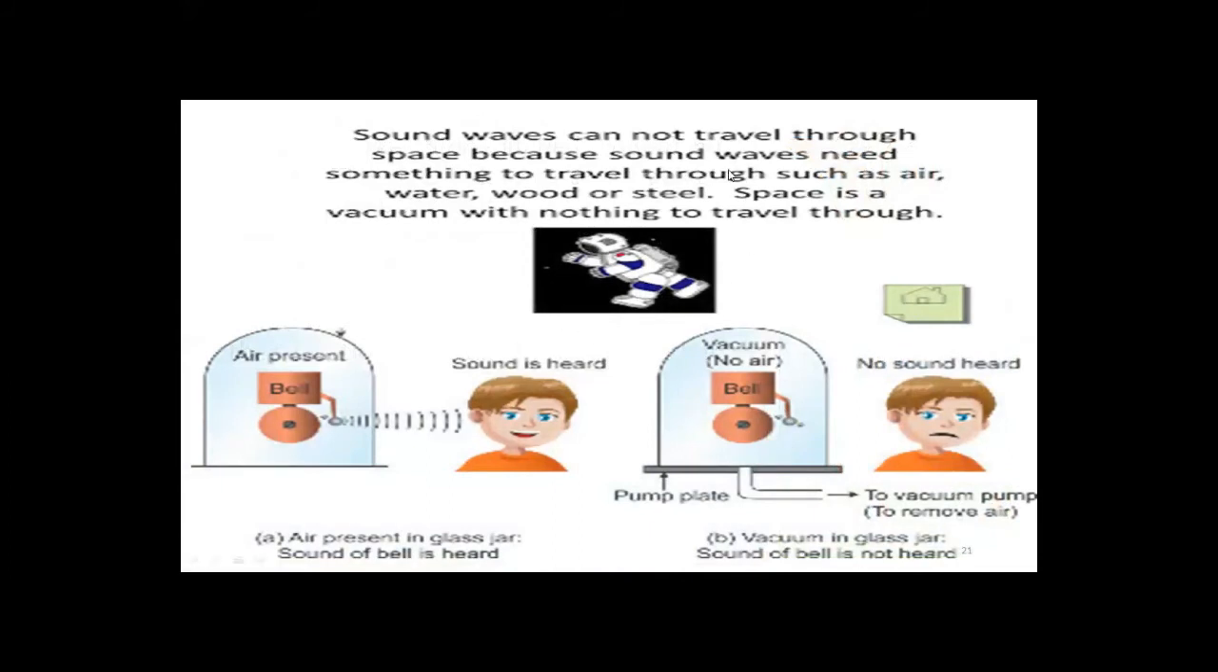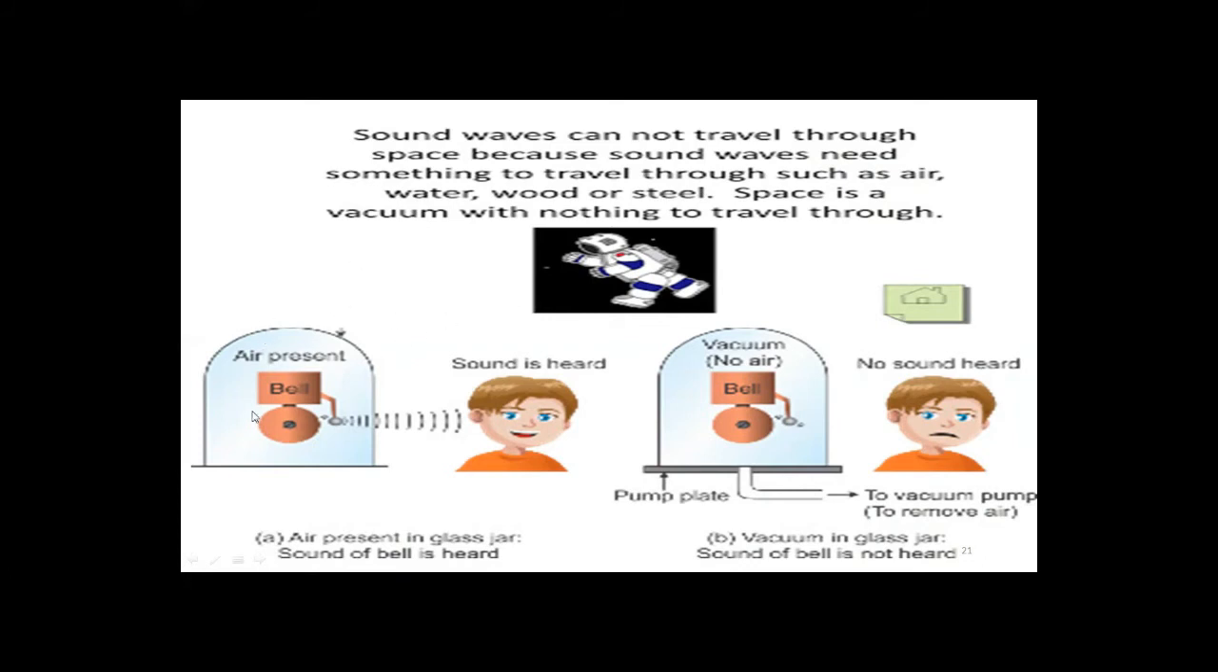Sound waves cannot travel through space because sound waves need something to travel through, such as air, water, wood or steel. It means a medium. Space is a vacuum with nothing to travel through. We know very well that in space there is no medium, no air. It is completely silent and a vacuum. So sound cannot be produced in space because it is a vacuum.